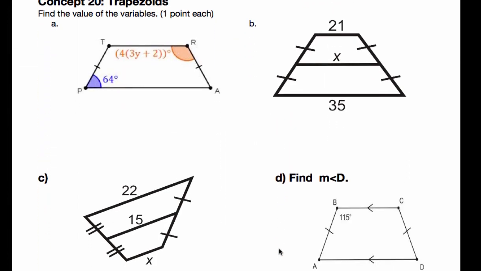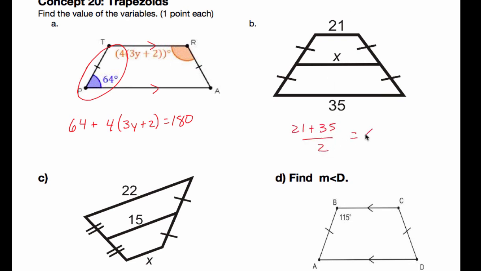Trapezoids. Got to know the properties. These are trapezoids, so these are parallel, which means these two are supplementary. So 64 plus 4 times 3y plus 2 equals 180. That's an equation you can solve. This one, it's the average. So 21 plus 35 over 2 equals x.